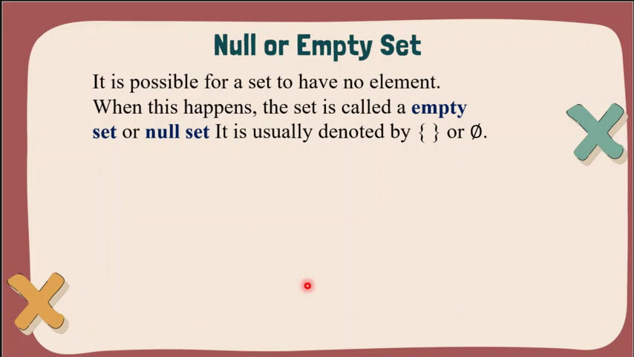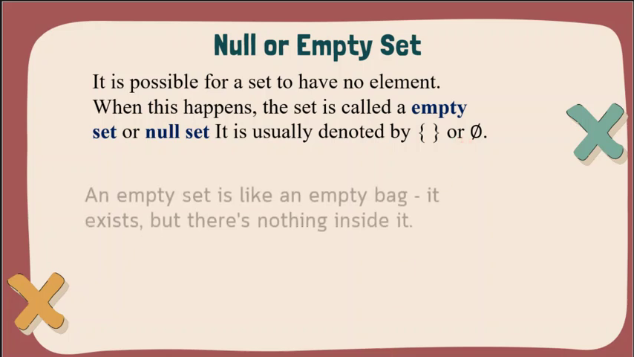Okay, let's look at some more concepts on sets. The first one we want to talk about today is the null or empty set. It is possible that a set will have no elements. When that happens, it is called an empty set or a null set, and it is denoted by this symbol, the curly brackets with nothing in between, or the zero with a slash.